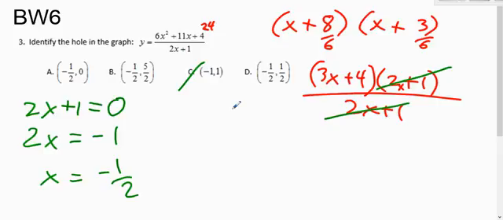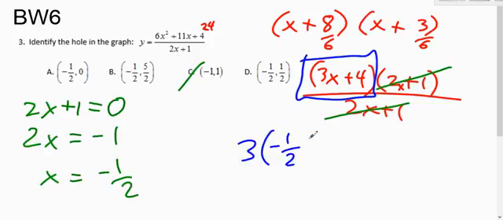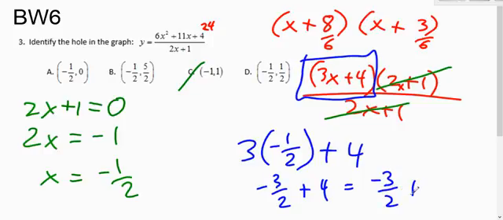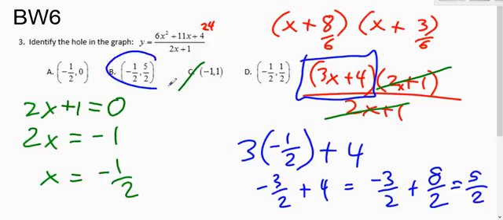To get the y coordinate, you plug in what we just got to the leftover, the remaining portion, the 3x plus 4. Plug in the negative 1/2. So that's negative 3/2 plus 4. If you had a common denominator, that'd be negative 3/2 plus 8/2, which is 5/2. So it's negative 1/2, comma 5/2, B. That's the location of the hole.